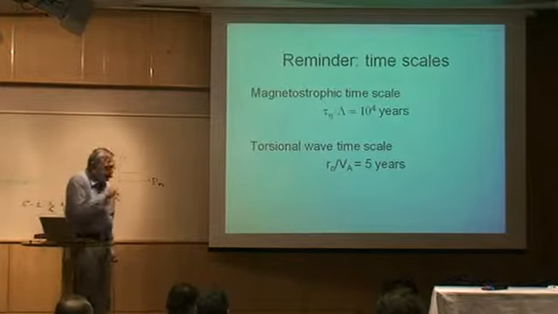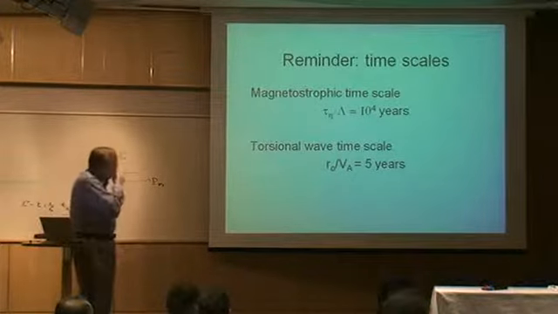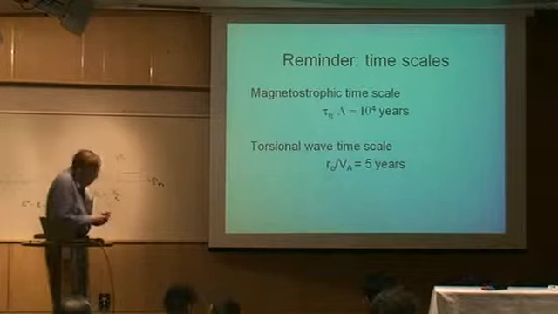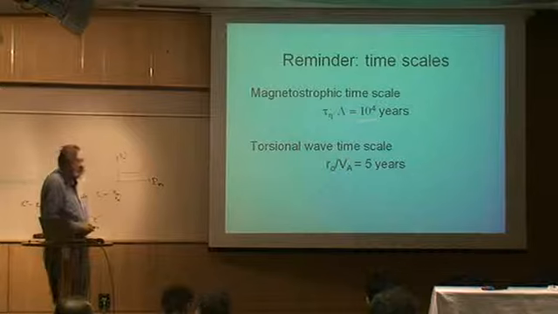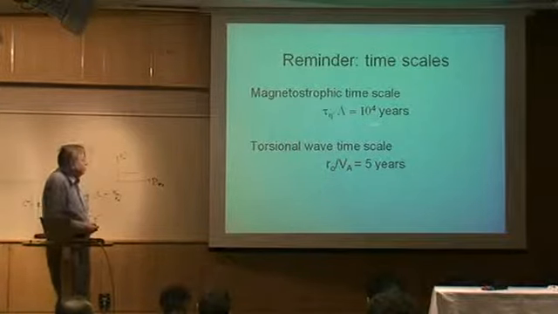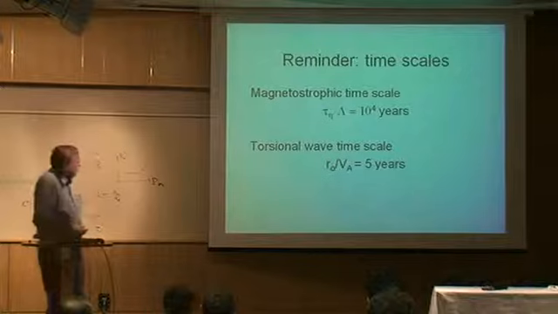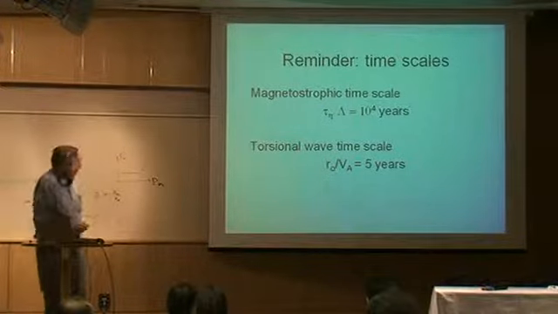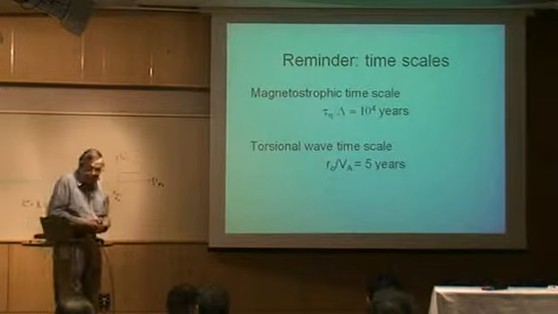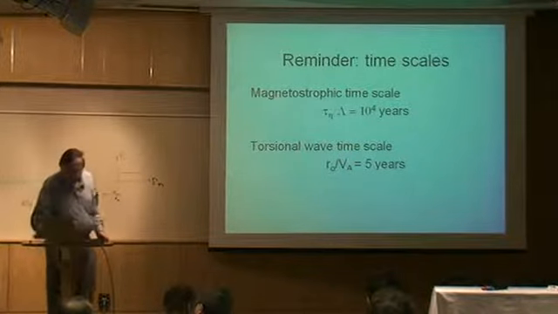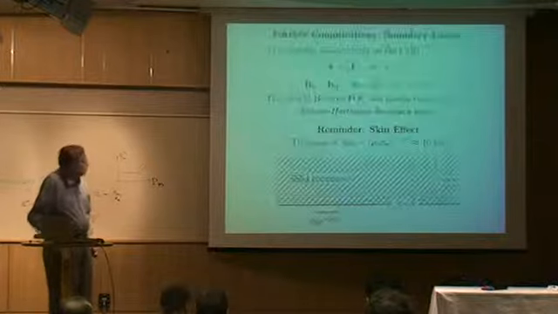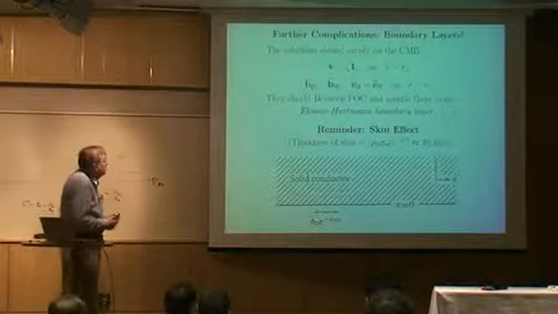Okay, and this is the thing I want you to drive home at this stage, that there are 2 time scales, and they're very, very different. You've got this magnetostrophic time scale that I introduced with the magnetostrophic approximation, of the order of 10 to the 4th years. And you've got this torsional wave time scale, the time it takes the torsional wave to cross the core. It's about 5 years maybe. No, nobody knows precisely, but this is rough order of magnitude.